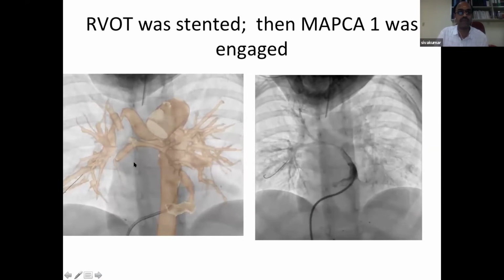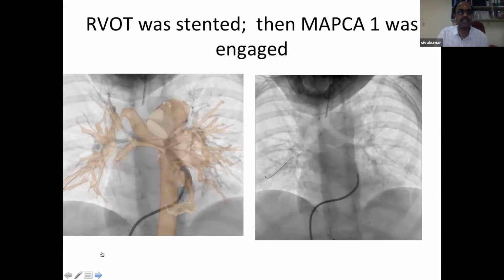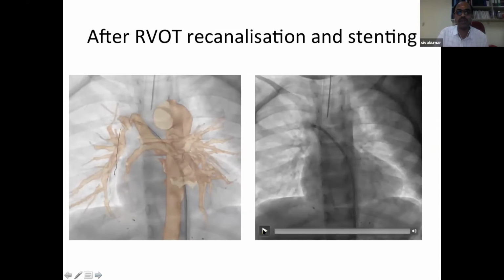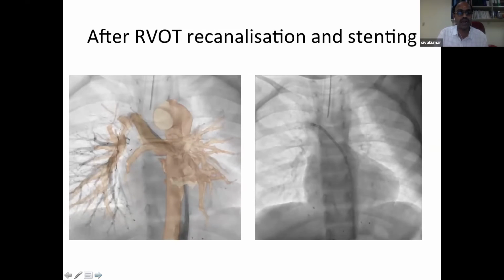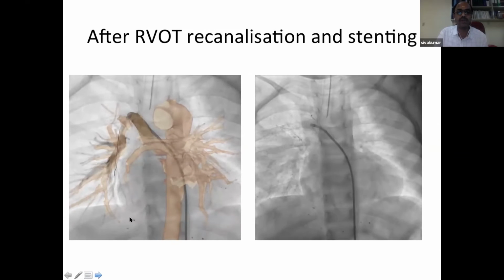There is a tortuous epicollateral. So we target next the tortuous epicollateral. We have gone into the tortuous epicollateral. This is the stenotic segment which we want to stent. And now based on this guidance, you go and position the stent.